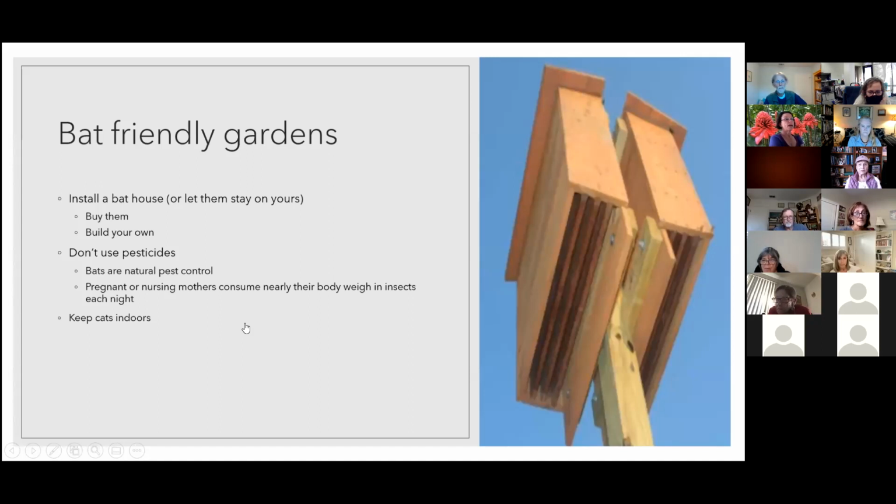And you can also install a bat house. You can buy them already made, or you can buy kits online. It's another fun project you can do with a kid or by yourself.